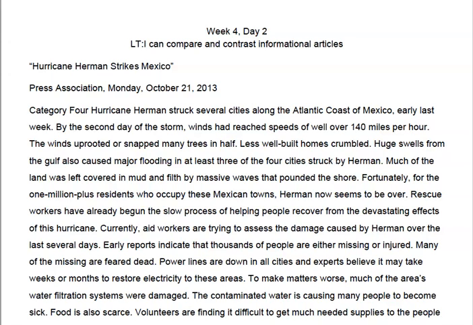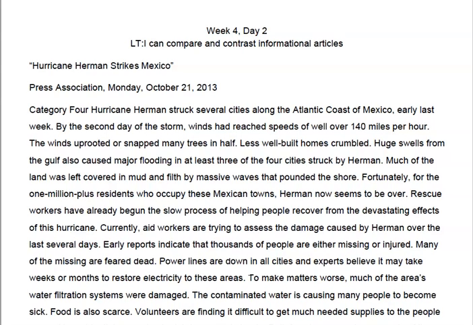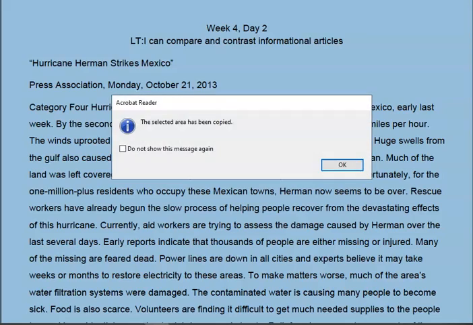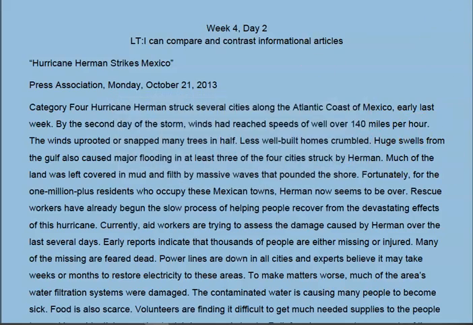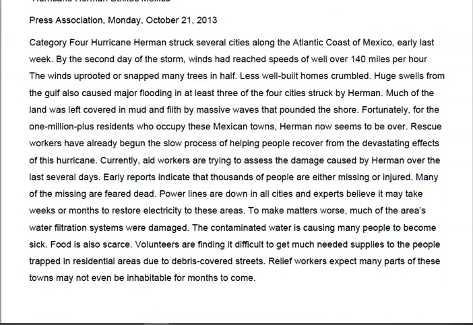Power lines are down in all cities, and experts believe it may take weeks or months to restore electricity to these areas. To make matters worse, much of the area's water filtration systems were damaged. The contaminated water is causing many people to become sick. Food is also scarce. Volunteers are finding it difficult to get much needed supplies to the people trapped in the residential areas due to debris-covered streets. Relief workers expect many parts of these towns may not even be inhabitable for months to come.